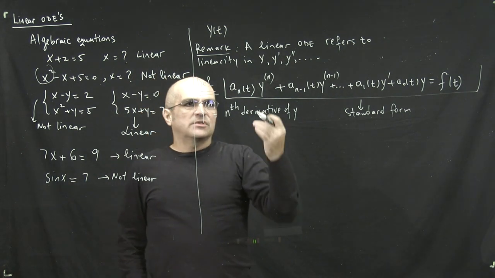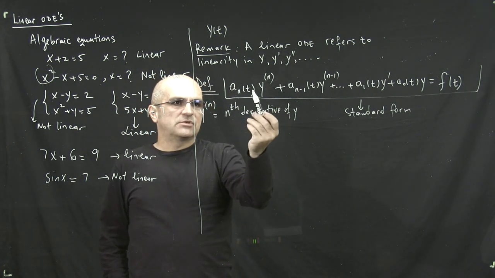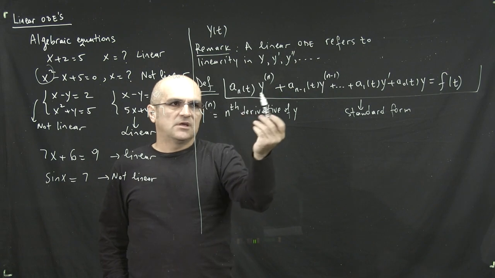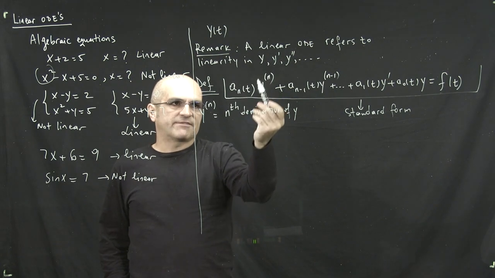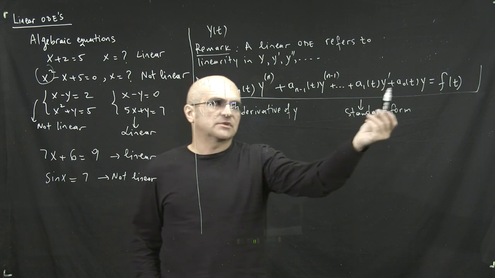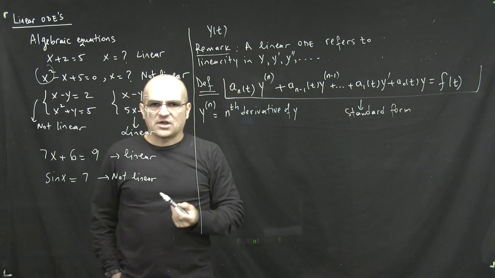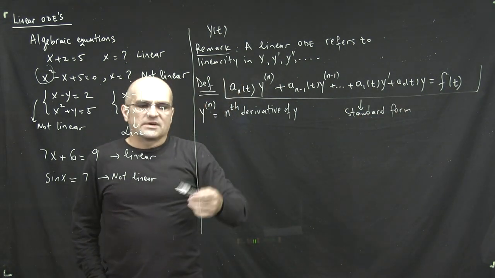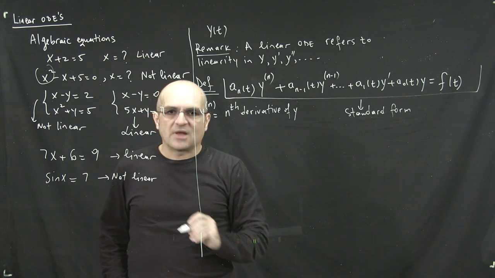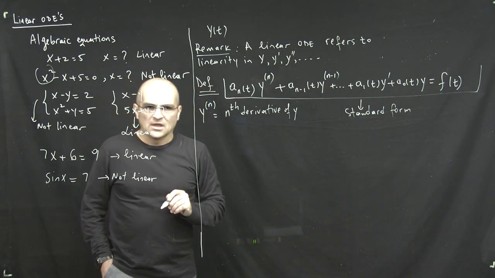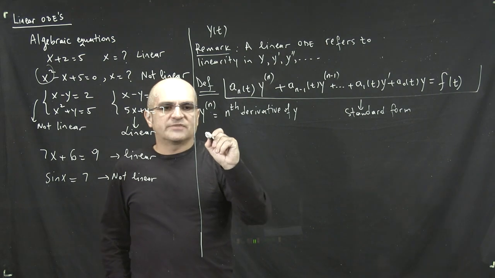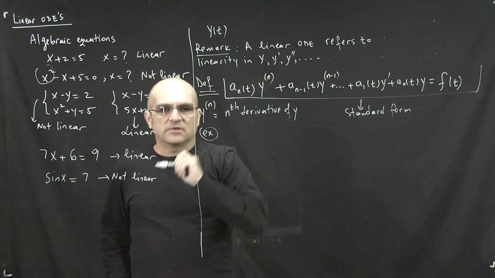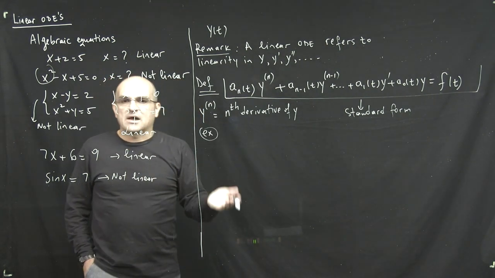So again, the important thing to keep in mind is that there is absolutely no restriction on t. The only thing that makes it linear is the fact that the y's and its derivatives are in this linear combination. So of course, when we go over some examples, this hopefully will be much clearer to you. So let's actually write down a bunch of examples of differential equations in which some of them are linear, some of them are not.